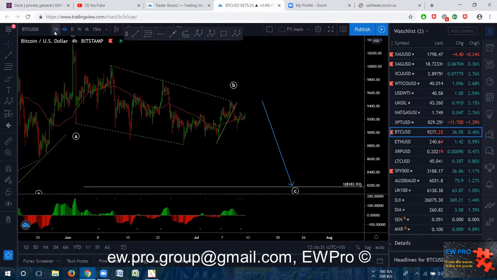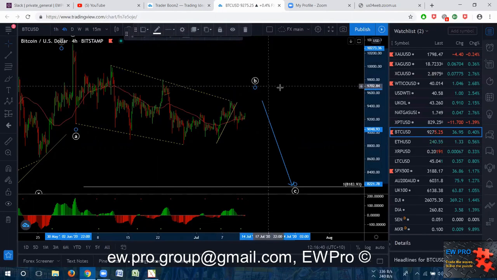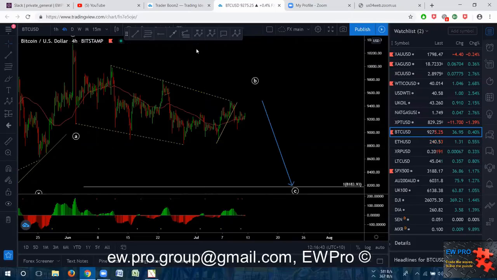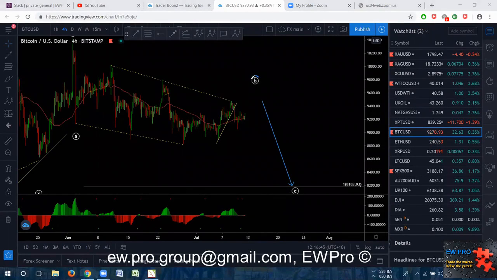So basically, now this B wave may not be over. I'll share this with you. This can be an ending diagonal here in the C, like in the B up. So this can be a 1, 2, 3, 4, 5 to finish off this B wave as an ending diagonal. Okay, and then look for that sell down to the 100 fib.